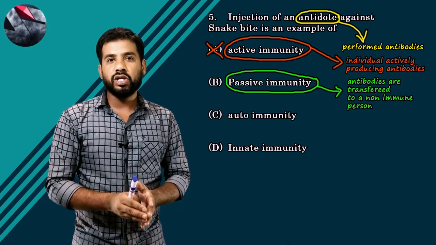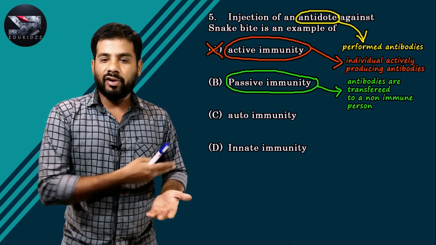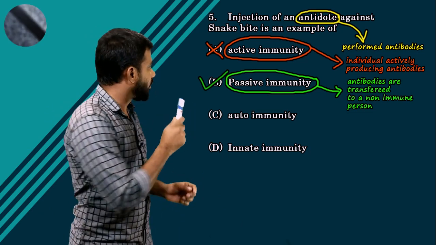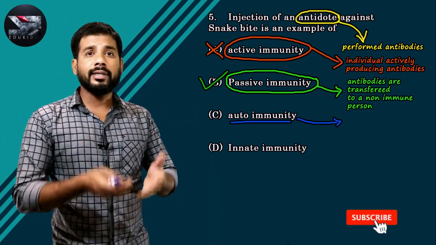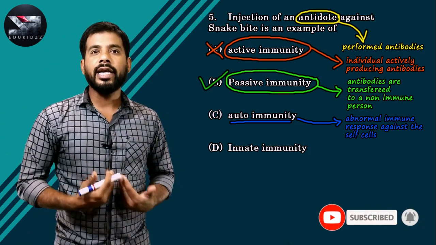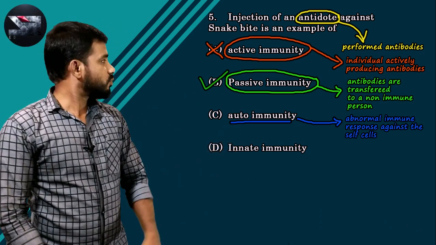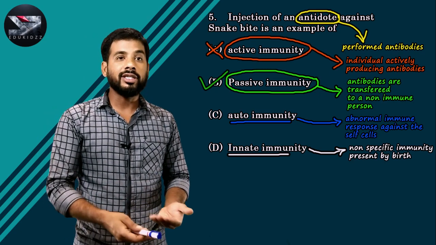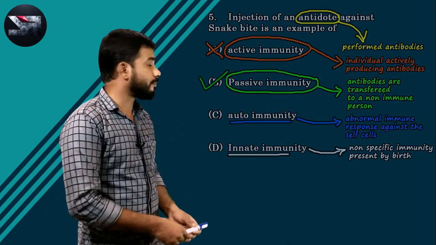Here in that situation, we cannot wait for the individual to produce antibody. If we wait, the individual will die. So eliminate first option. Second option is the right option for this question. Now let us have a look at the other 2 options also. What is autoimmunity? It is an abnormal immune response against the self cells. That means our antibody kills our own cells. That is what is called autoimmunity. And next, what is innate immunity? The immunity which is present by birth, that is generally non-specific, that is said to be an innate immunity. So I think you understand this question.